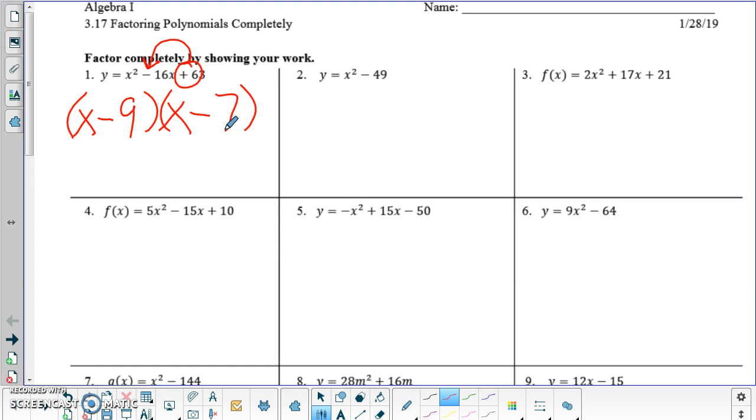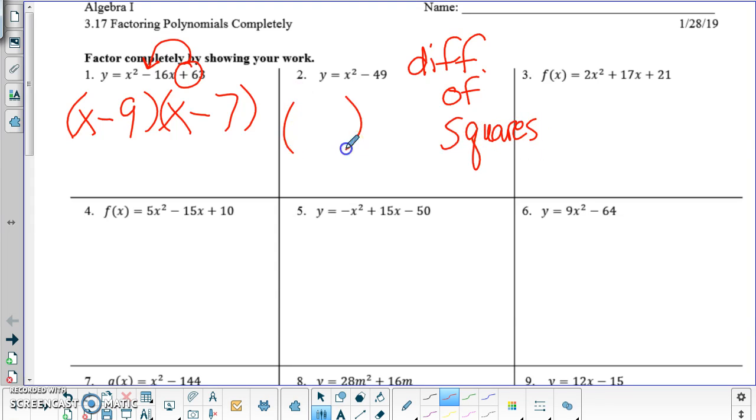Number 2, this one is a difference of squares because 49 is a square number and I see there's a negative sign. So this has a special way to factor it. It's parenthesis times parenthesis. I know it's x and x. That makes x squared. One's plus, one's minus, and the square root of 49 is 7. So now we're done. x plus 7, x minus 7.